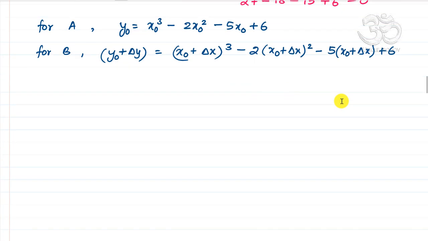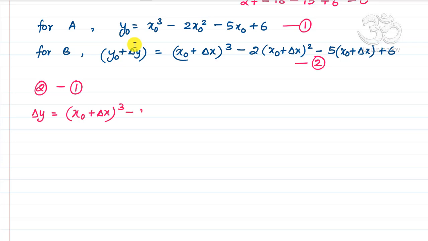So what you will get on the left hand side is delta y. Let me call the first equation equation 1, and the second equation equation 2, and what I'm going to do here is 2 minus 1. So when I do 2 minus 1, on the left hand side I end up with delta y, which is equal to, on the right hand side, x naught plus delta x whole cube minus x naught cube.